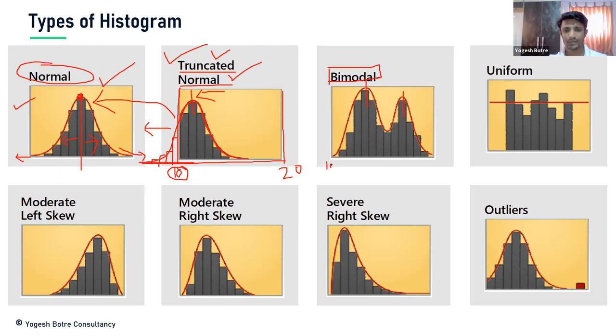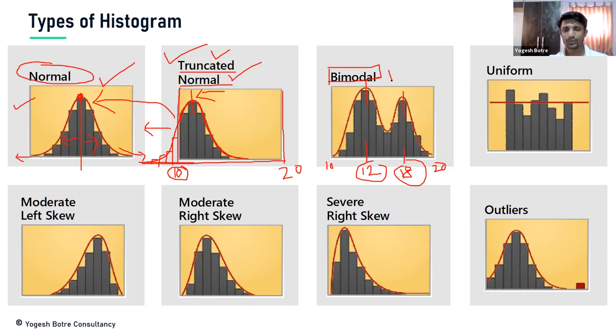But let's say this is 10, this is 20. One source has a mean of maybe 12 and another source has a mean of 18. You are mixing two different sources together, and that is why you are getting this bimodal histogram. If you get this type of histogram from your supplier, that also means your supplier is mixing two sources, which is of course not good. He should identify the different sources, investigate why there are different means, and try to get the same mean for both processes.